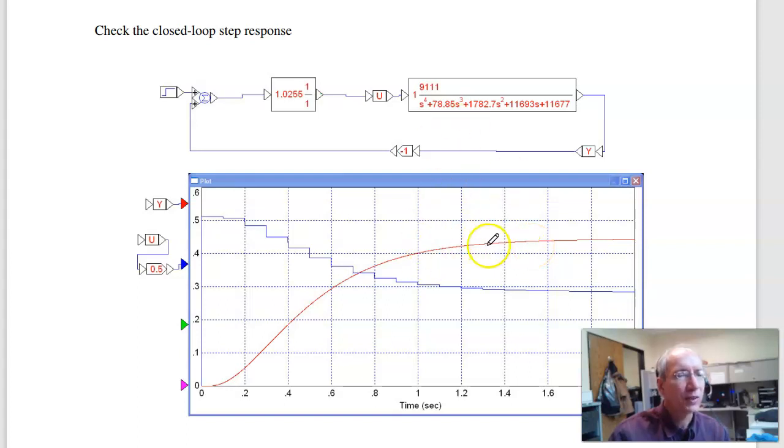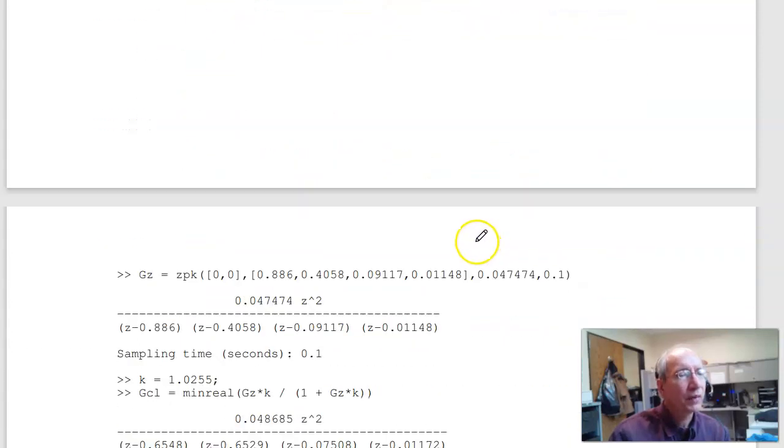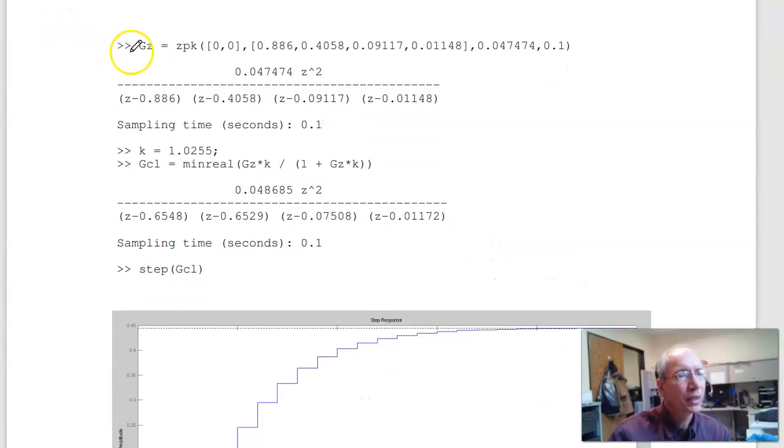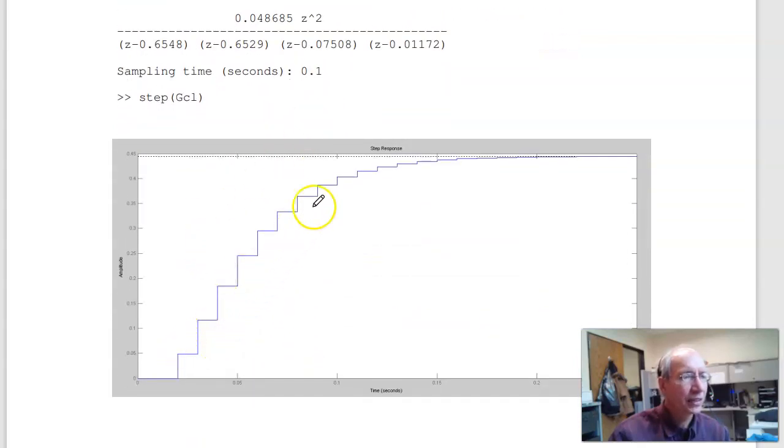Anyway, that's if you're using VisSim. If I don't have VisSim, I can still use MATLAB. Here's your g of z, here's k. Close the feedback loop, gk over 1 plus gk. Now take the step response, and there's your step response with T is 0.1.